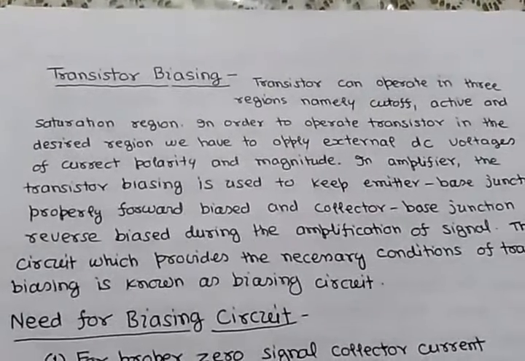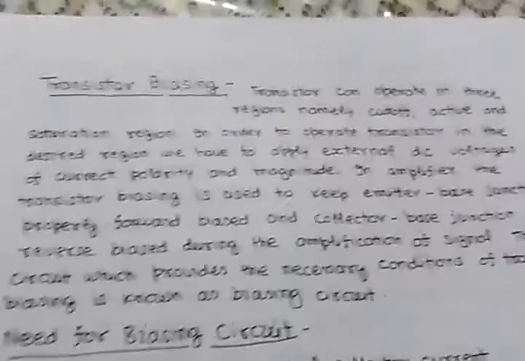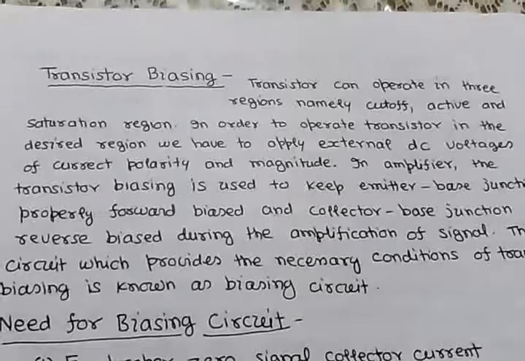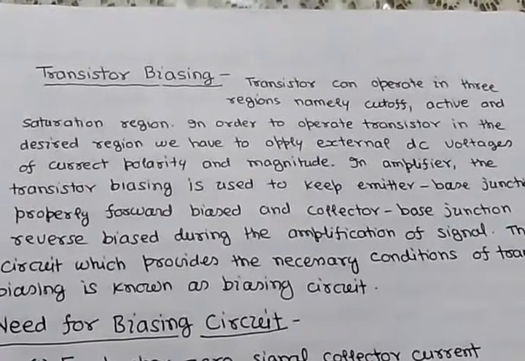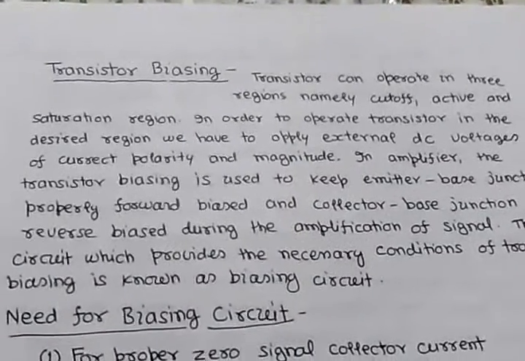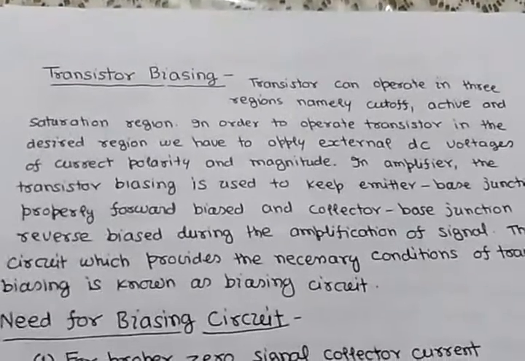In this video, we will discuss transistor biasing. A bipolar junction transistor is a three-terminal device which has emitter, base and collector. It has two junctions, emitter base junction and collector base junction.